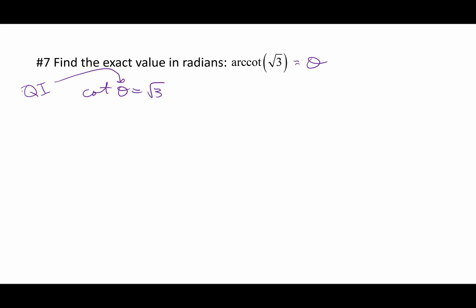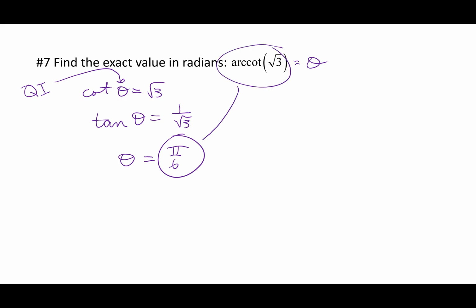So we're in quadrant 1. We have cotangent theta equals square root 3. Let's flip that into a tangent. The tangent would be 1 over square root 3. We're just a little bit more familiar with those tangent values, and we want to make sure we're in quadrant 1. For the tangent to be 1 over square root 3, we're going to have theta in quadrant 1 being equal to pi over 6. So the arc cotangent of square root of 3 is pi over 6.